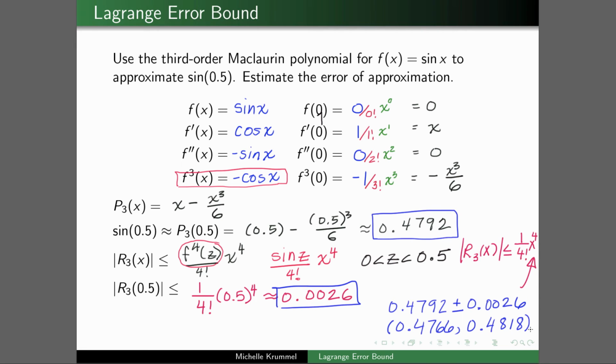And if we use our calculator to compute the sine of 0.5, we see that the sine of 0.5 is approximately 0.4794, which is in fact in our interval.